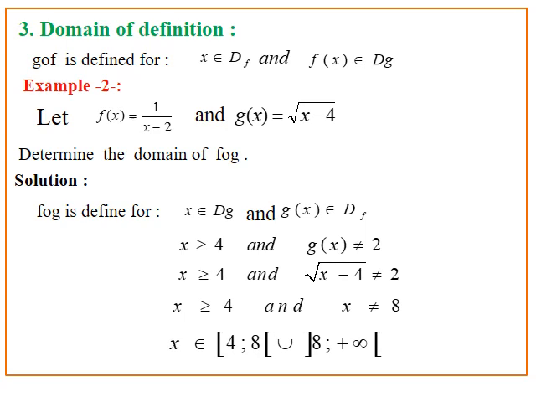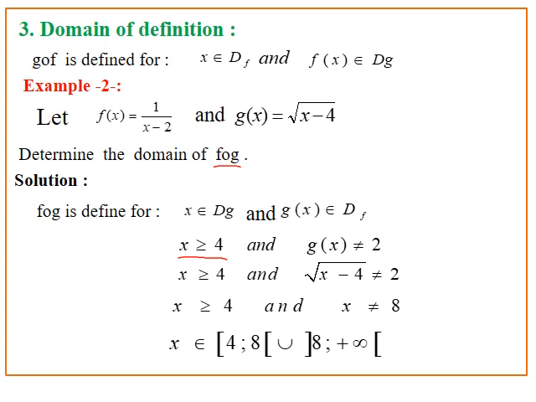Let f of x equal 1 over x minus 2 and g of x equal radical x minus 4. Determine the domain of definition of f round g. f round g is defined for x belonging to the domain of g and g of x belonging to the domain of f. First, x belongs to the domain of g. Since g of x is radical x minus 4, x minus 4 should be greater or equal to 0, then x is greater or equal to 4.